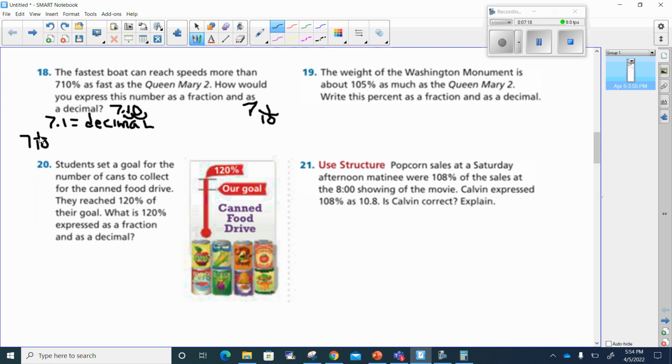Another way I could do this is to turn it into an improper fraction. Remember, that's going to be 10 times 7 is 70, plus 1 is 71. So this would be 71 over 10 as a fraction. So either one of those could be my fraction.